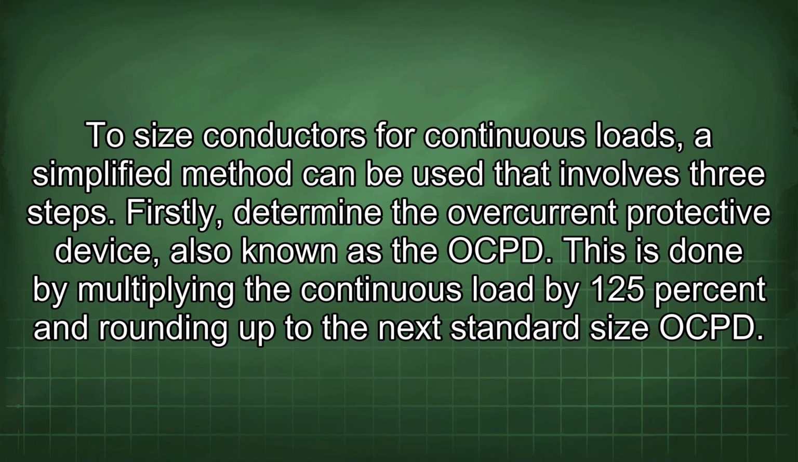To size conductors for continuous loads, a simplified method can be used that involves 3 steps. Firstly, determine the overcurrent protective device, also known as the OCPD. This is done by multiplying the continuous load by 125% and rounding up to the next standard size OCPD.